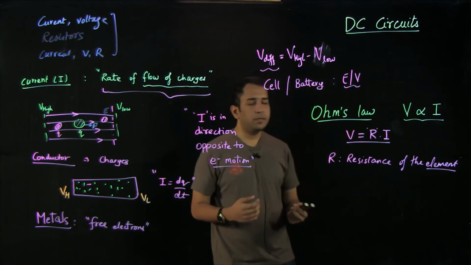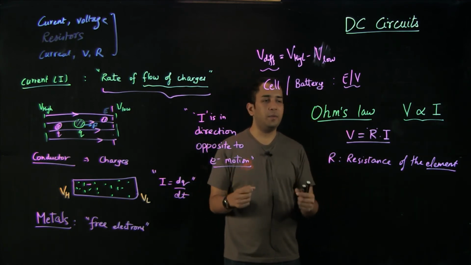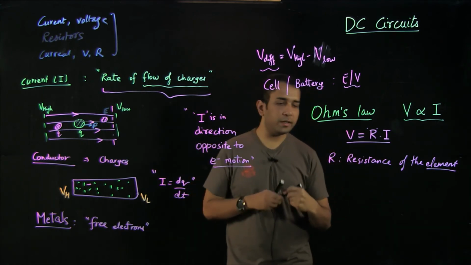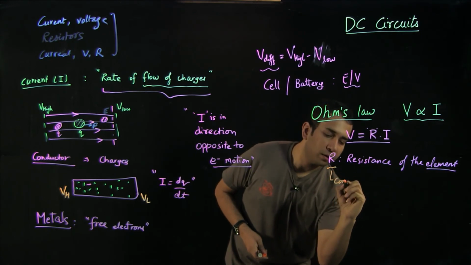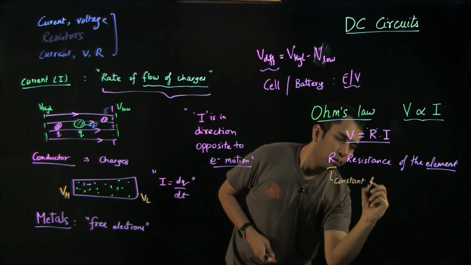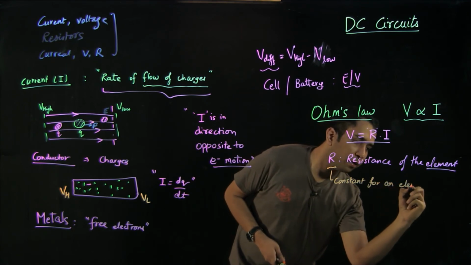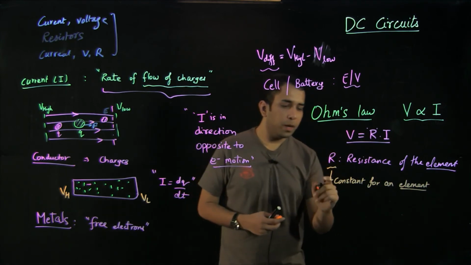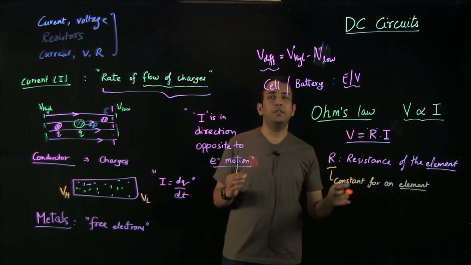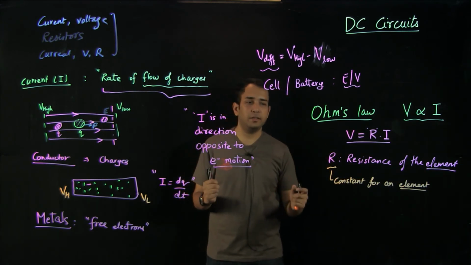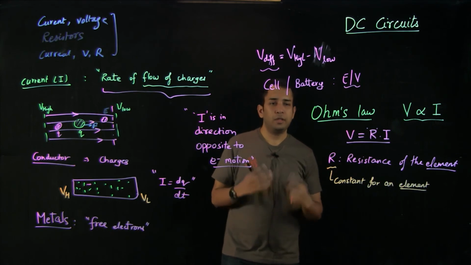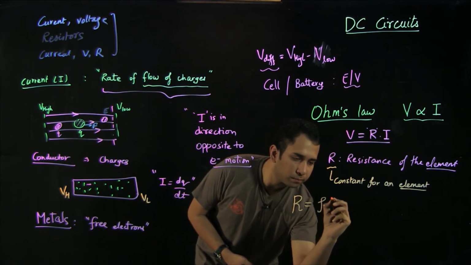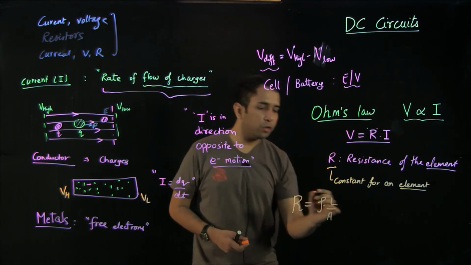But for practical purposes, let us assume that we have taken an element, and we are not changing the shape, size, material of that element. Then we say that the resistance is constant for an element, and that element is what we have chosen for our circuit. But overall, if I have two elements with the same material but different shapes and sizes, will the resistance be the same? That question comes, and to answer it, we will define the relationship of the resistance with respect to the material.